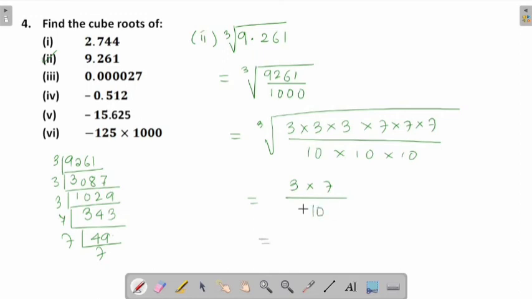So, how much is this? 7 3s are 21. So, 21 by 10. But our question was given in decimal, so let us convert this into decimal. You get 2.1 as your answer. So, this is how we need to do. Others you know, right. For negative numbers you will take the negative sign outside, as compared to the last problem. So, you may pause the video and note down your solution.